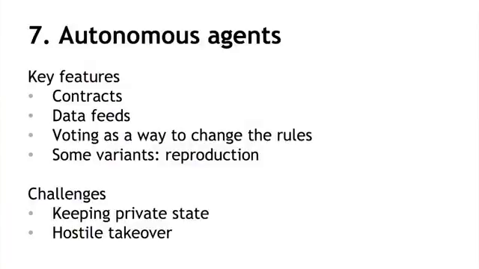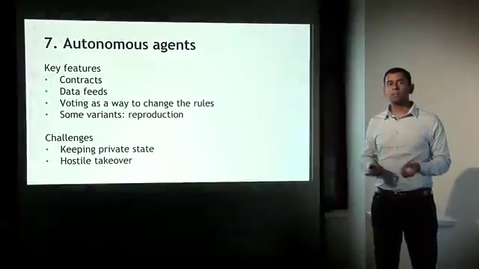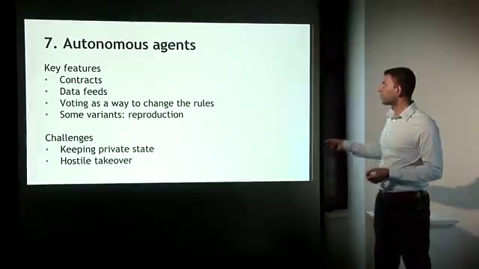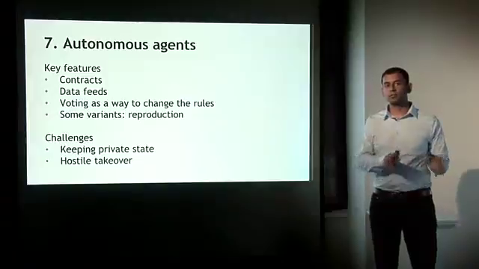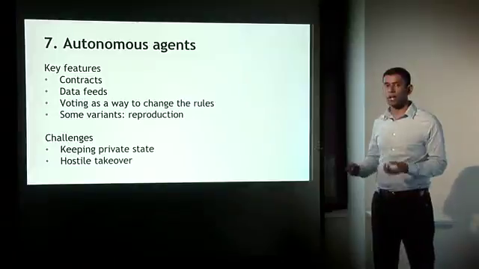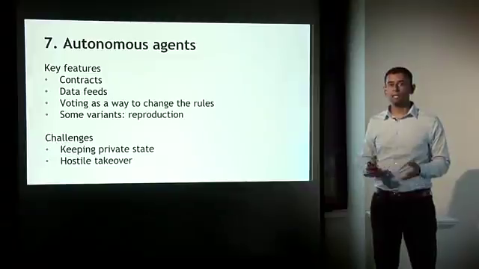One is that these agents will be able to enter into contracts with other participants. They will have data feeds from the real world as a way of having real world input into these contracts. And these agents might perhaps have shareholders or some other manner in which humans can vote in order to change the rules by which the agent operates. That's a key distinguishing factor from many of the ideas that we've seen before. And some variants of this notion of an agent also have some idea of reproduction, mutating the code and improving with time, etc.